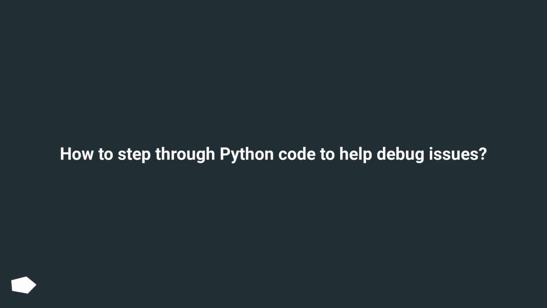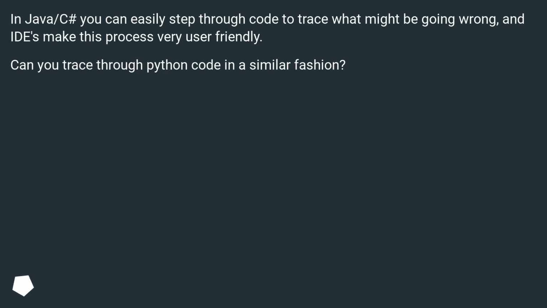How to step through Python code to help debug issues? In Java/C# you can easily step through code to trace what might be going wrong, and IDEs make this process very user-friendly. Can you trace through Python code in a similar fashion?